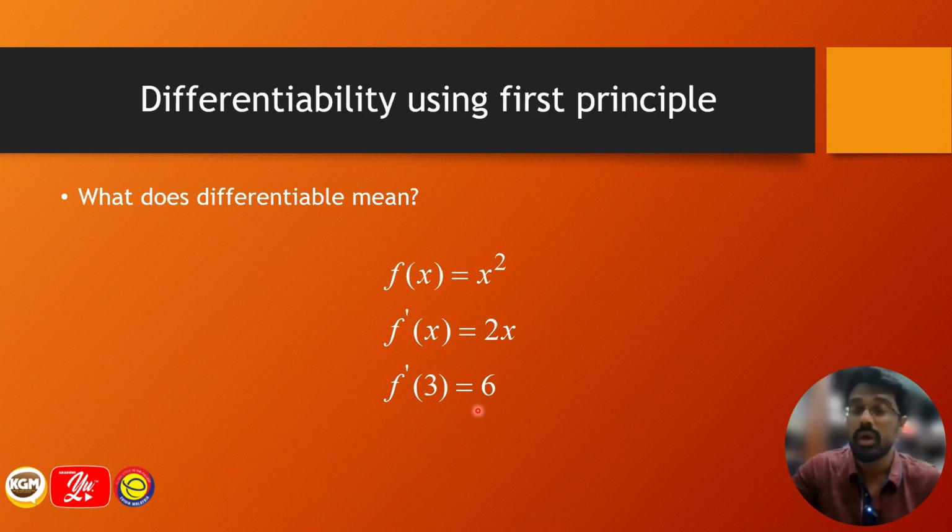In other words, we can say f prime of 3 exists because there is a value. So just now the first slide was a picturization of what differentiability means. Now, to get an idea, if it is differentiable at 3, I can say I have a value. This is just a rough idea of what differentiability means.